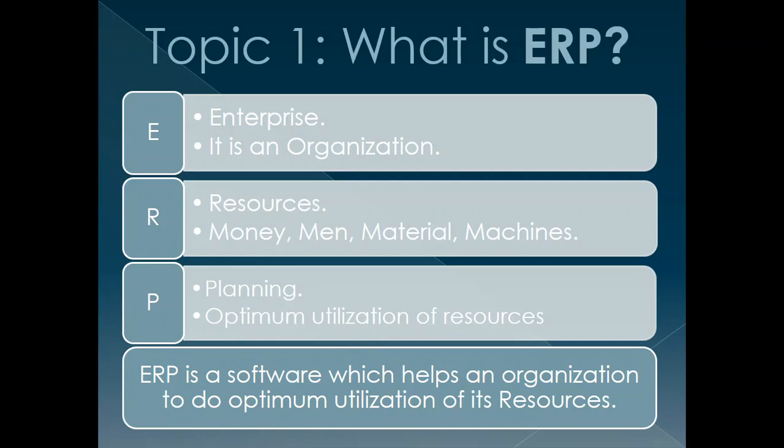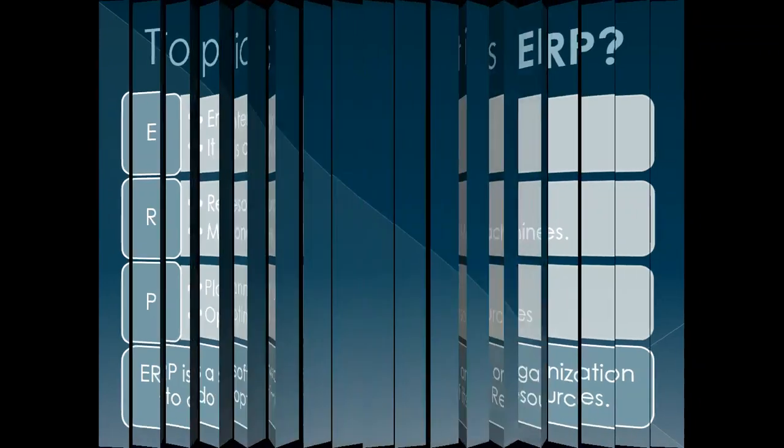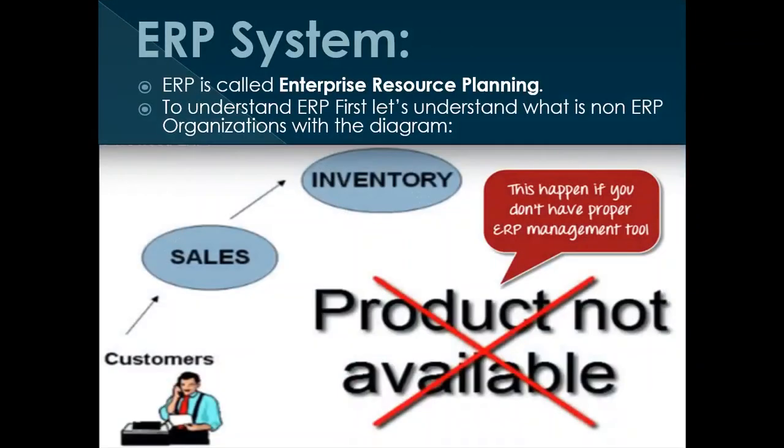Our first topic is what is ERP. Before we proceed to SAP, let's understand the ERP system. ERP stands for Enterprise Resource Planning. Enterprise is an organization. What are resources? Money, man, material, machines are the resources. What is planning? Optimum utilization of resources is called planning. So ERP is a software which helps an organization to do optimum utilization of its resources. ERP is called Enterprise Resource Planning.